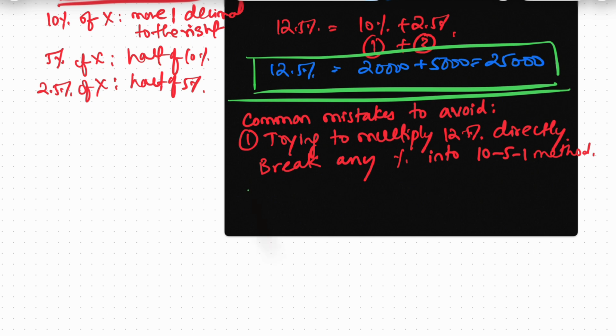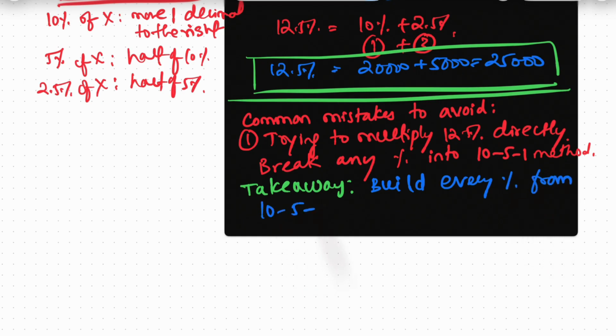Third is, what is the takeaway? The one I mentioned: build every percentage from 10-5-1 blocks. This typically works for any number.